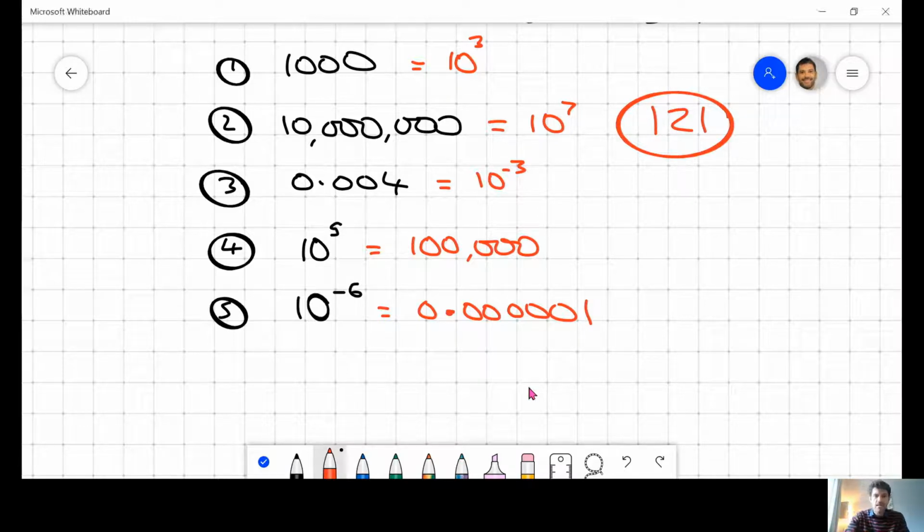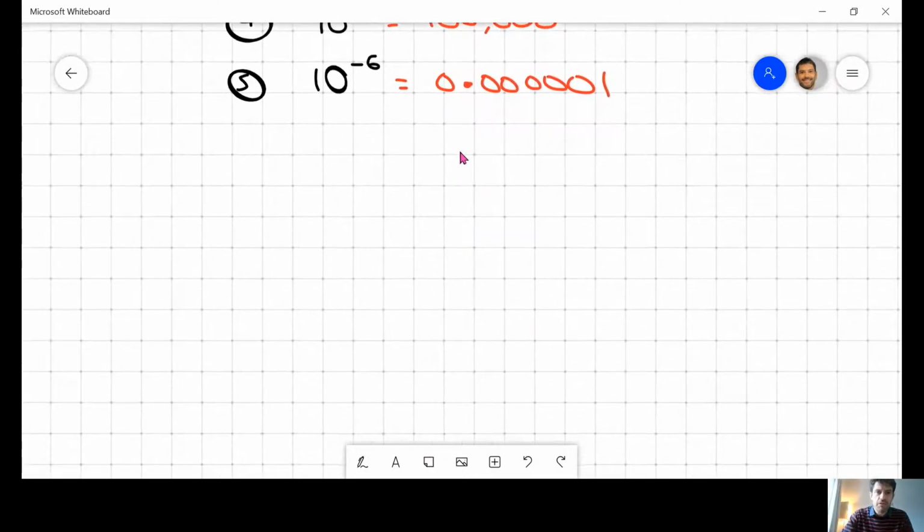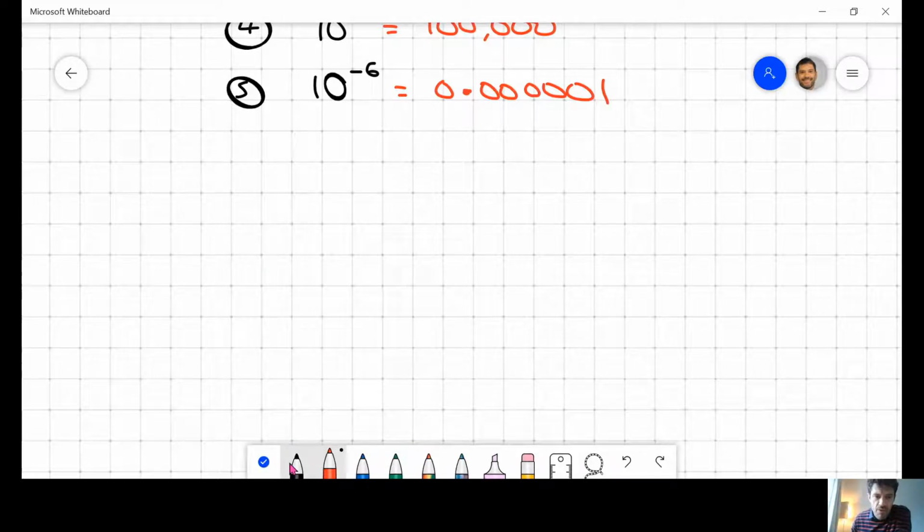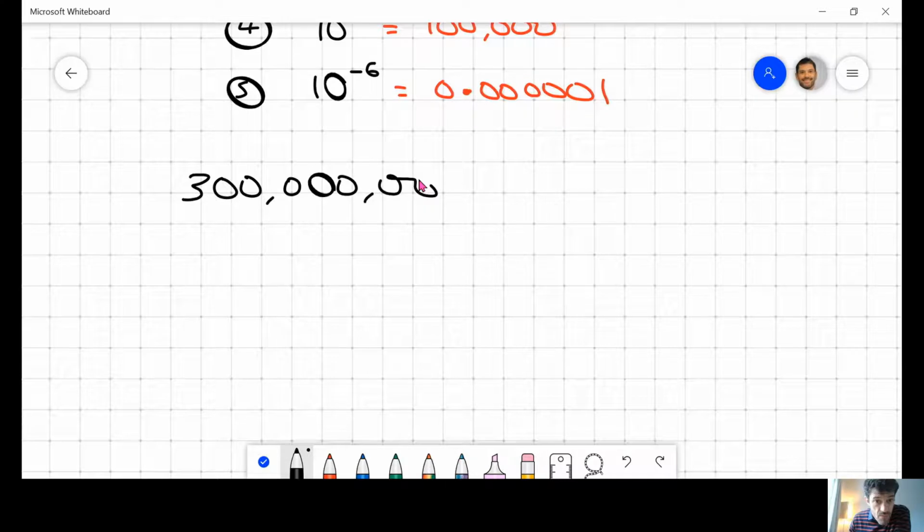Okay, nice. Now, standard form. Standard form is used for when we've got absolutely huge numbers or very small numbers. So what we have is a number like 300 million meters per second. Okay, that is the speed of light. Three times, oops, I nearly gave away the answer. 300 million meters per second is how fast light travels, incredibly fast.